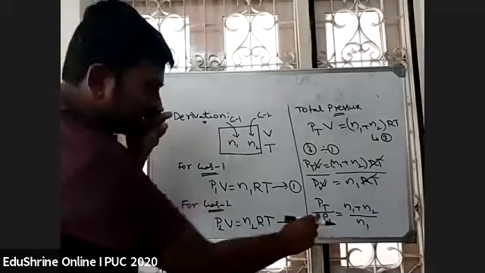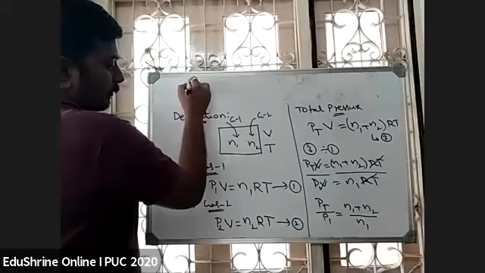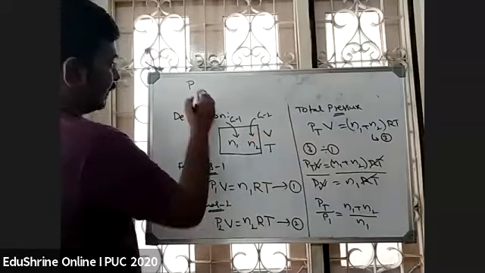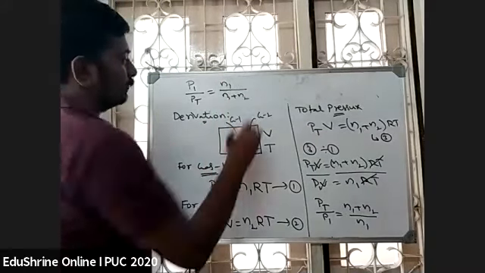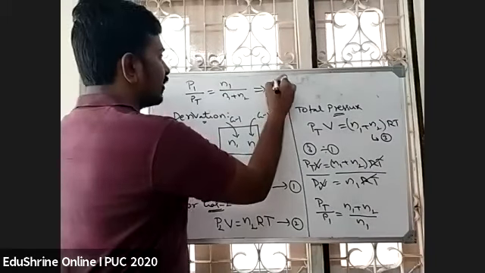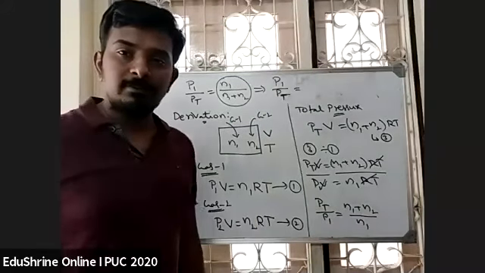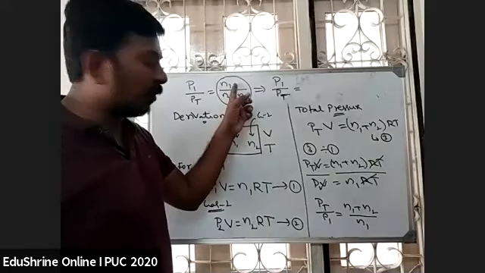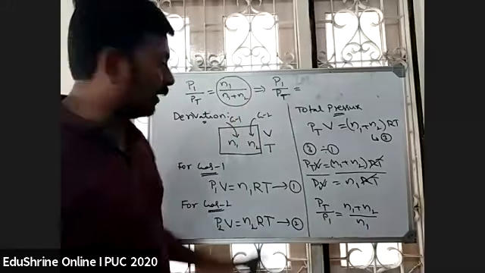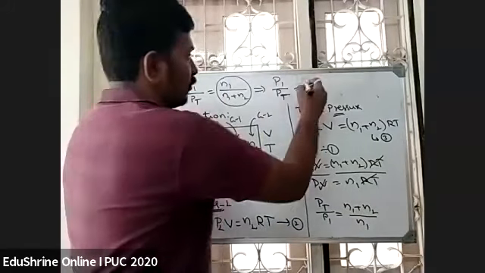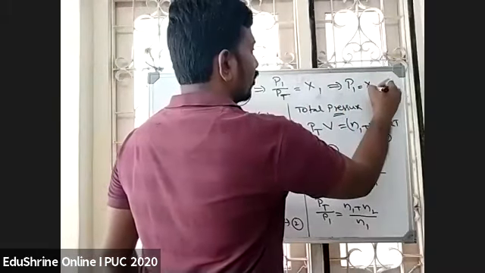See here. If I interchange this, you will get P1 by PT is equal to N1 by N1 plus N2. Right. So what is this N1 by N1 plus N2 called, students? Mole fraction. Number of moles divided by total number of moles of all the components is nothing but mole fraction. Mole fraction of which gas? First gas. So P1 by PT is equal to X1. So from this, P1 is equal to X1 into PT.